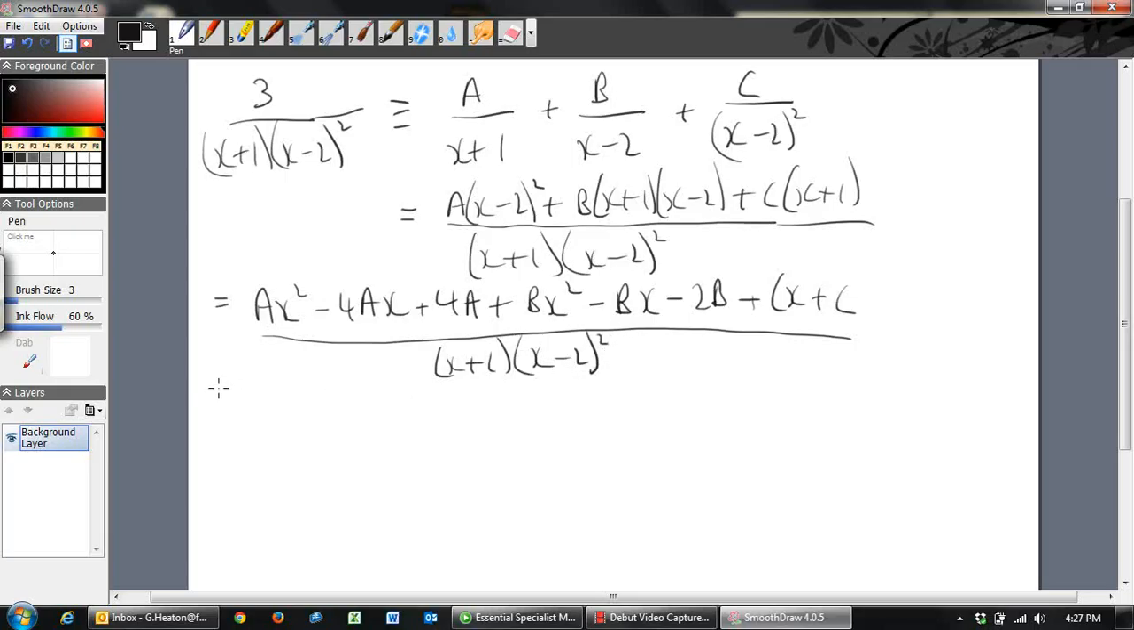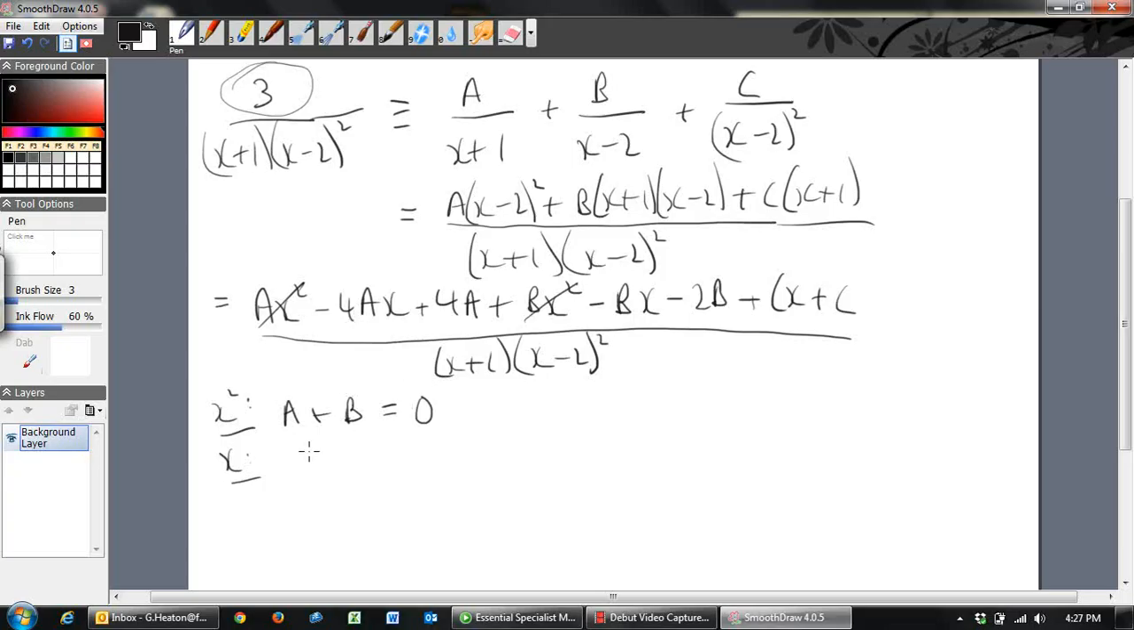Okay, and then let's equate coefficients. Let's look at our x squared terms. We've got a plus b, and that's it. What are our x squared terms here? Nothing. So a plus b must be equal to 0. We haven't got any x squared terms.